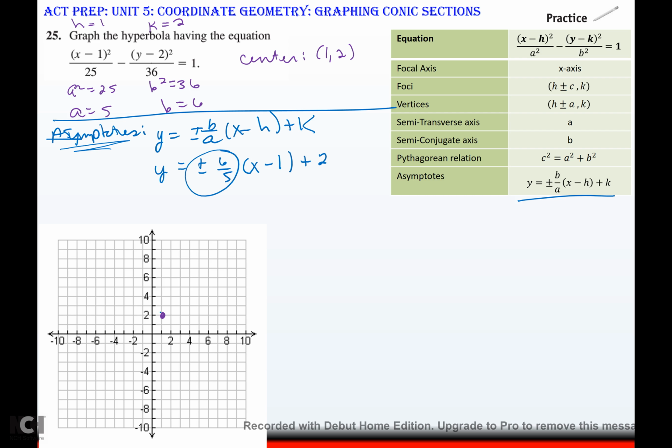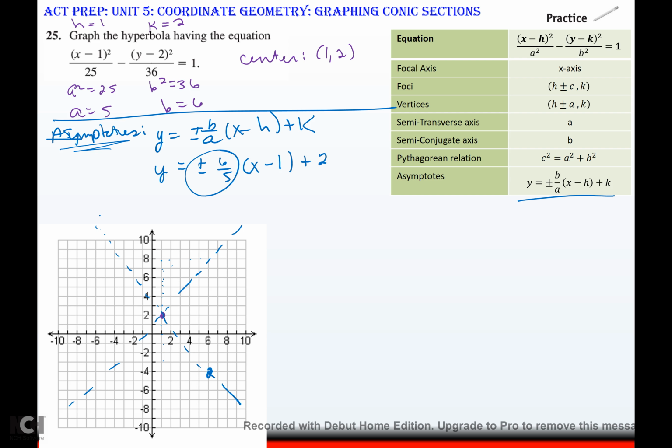So from my center, I'm going to go up 6, 1, 2, 3, 4, 5, 6, and over 5. 1, 2, 3, 4, 5. There's one asymptote through the center. And then from the center, I'm going to go down 6 over 5. So 1, 2, 3, 4, 5, 6, 1, 2, 3, 4, 5. There's my other asymptote.